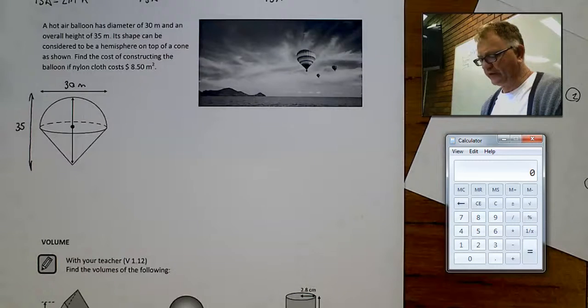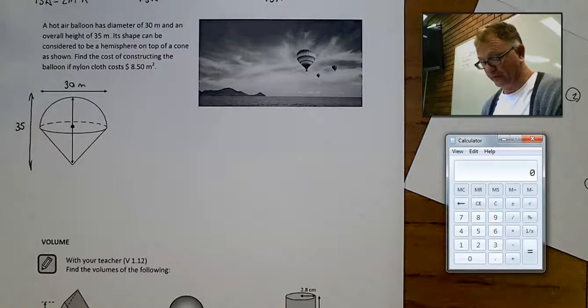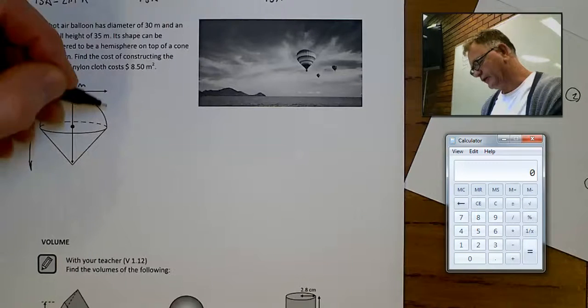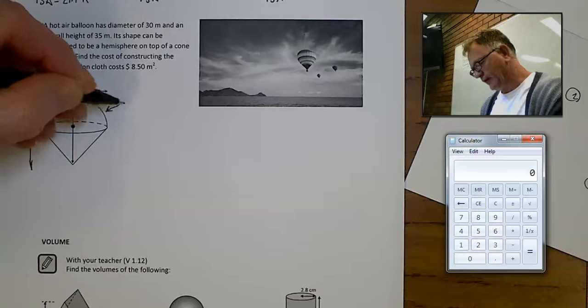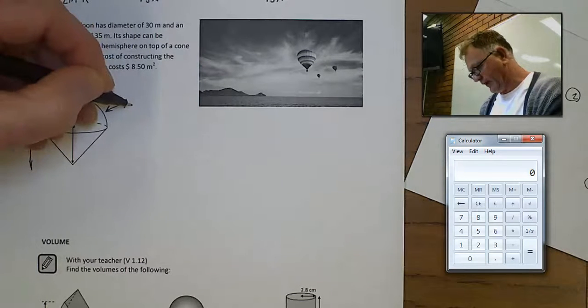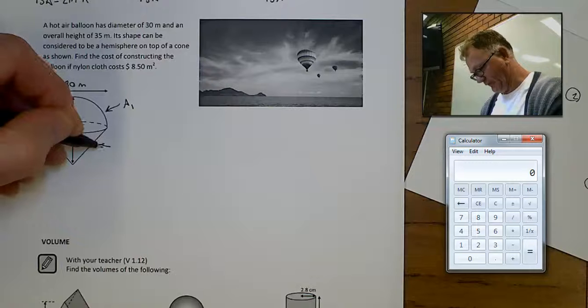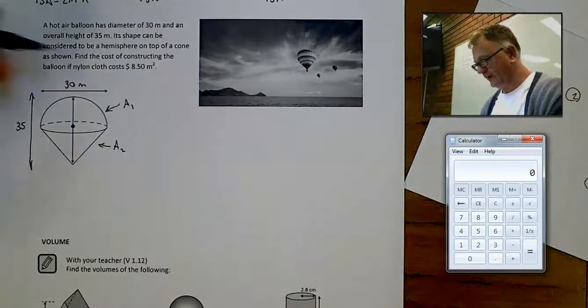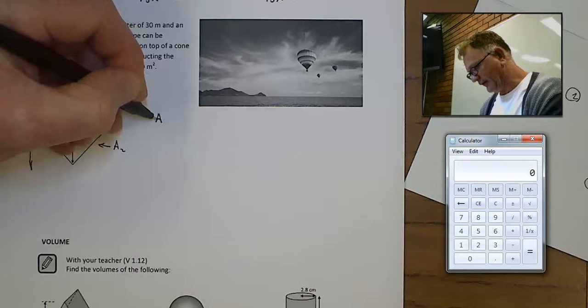I need to find out its surface area because I'm asked to find out the construction costs. I'm given the cost per square metre of nylon cloth. I need to know the number of square metres that will be involved in making this. So I'm going to divide it into two parts. I'm going to call the hemisphere, the half sphere, area 1, and I'm going to call the conical bit area 2. So area 1 is half a sphere.